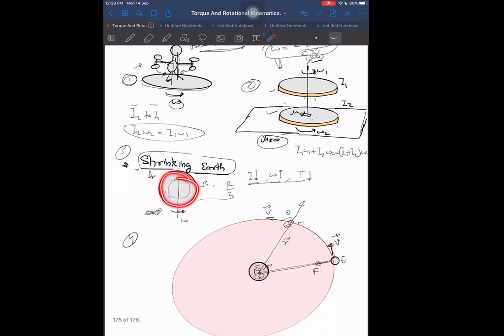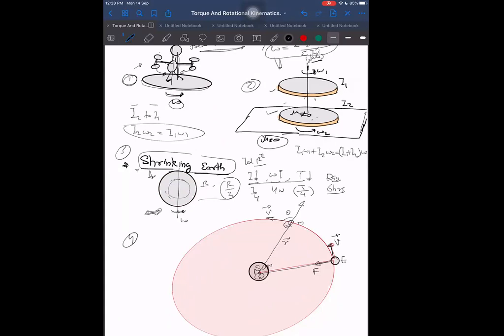In the shrinking earth question, I can ask a numerical. I can say the radius of the earth becomes half. If the radius becomes half, moment of inertia is proportional to r square, mass remains the same, so moment of inertia becomes 1/4. Then omega becomes 4 times omega, and if omega becomes 4 times, then the time period becomes T by 4. Then the duration of the day will become 6 hours. Then the day will become 6 hours.